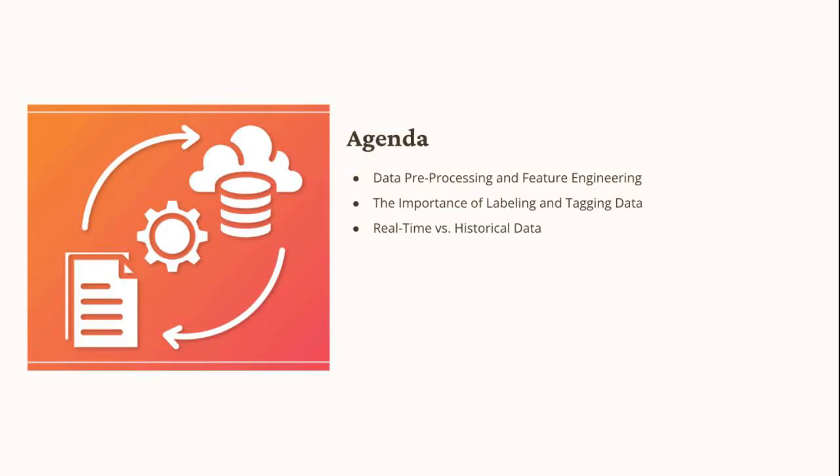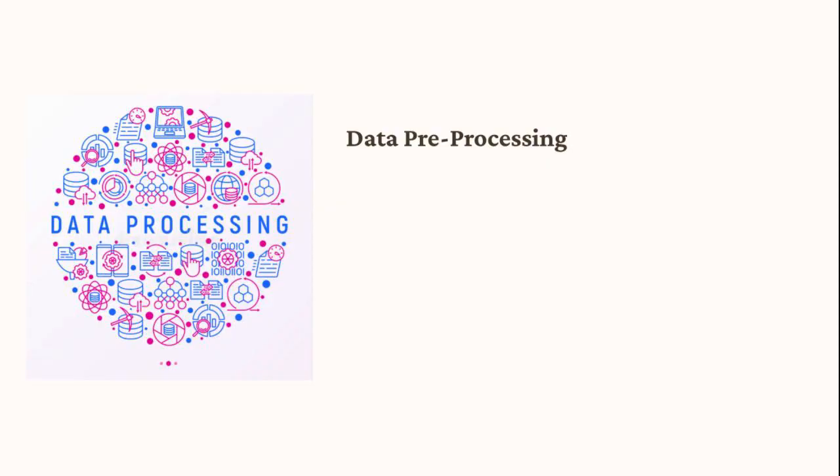Let's get started. We shall begin with data preprocessing. Data preprocessing is the first step in preparing raw data for analysis. Imagine getting vegetables fresh from a farm. Before you cook, you have to wash them, chop them, and remove anything unusable. That's essentially what data preprocessing does for data. It cleans and organizes it.